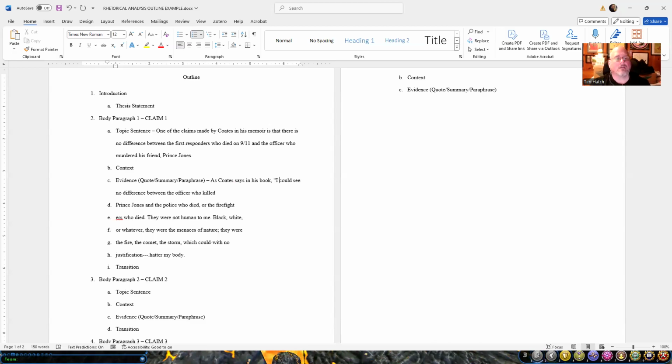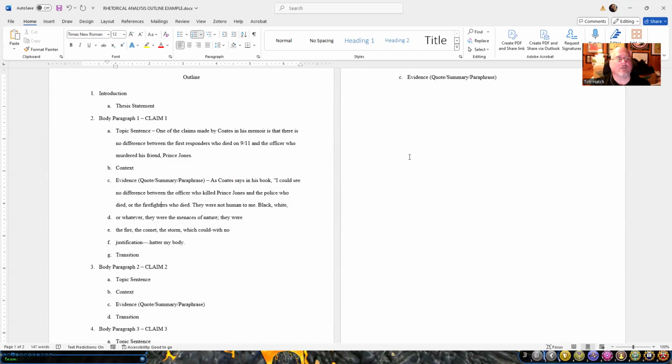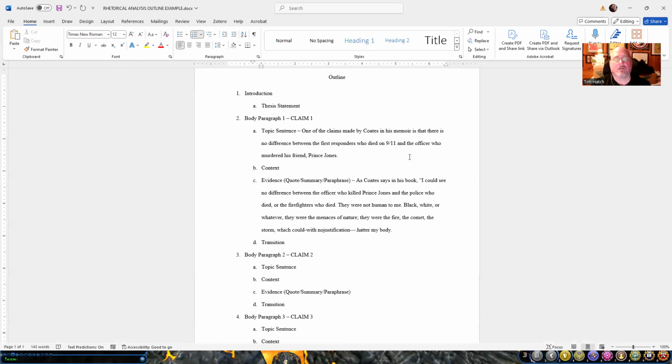"and then I could see no difference between the officer who killed Prince Jones and the police who died, or the firefighters who died. They were not human to me, black, white, or whatever. They were the menaces of nature, the fire, the comet, the storm, which could, with no justification, shatter my body."